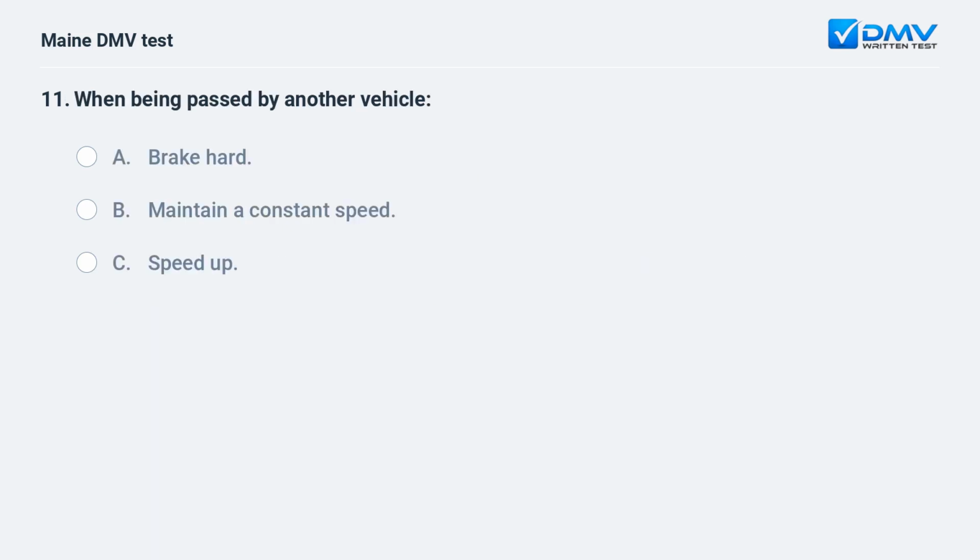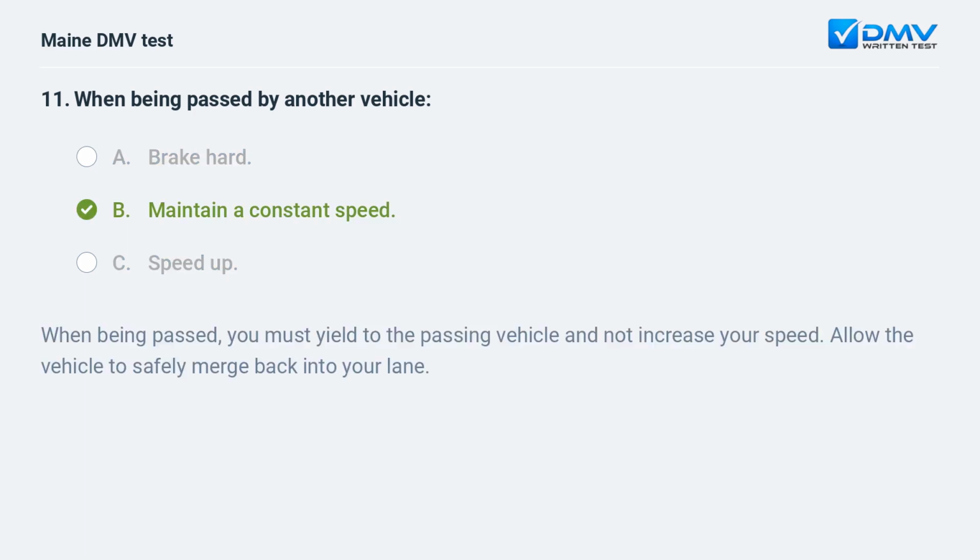When being passed by another vehicle. A. Brake hard. B. Maintain a constant speed. C. Speed up. B. Maintain a constant speed. When being passed, you must yield to the passing vehicle and not increase your speed. Allow the vehicle to safely merge back into your lane.